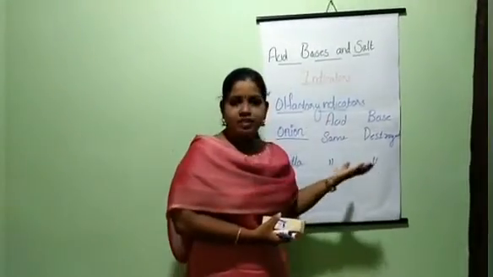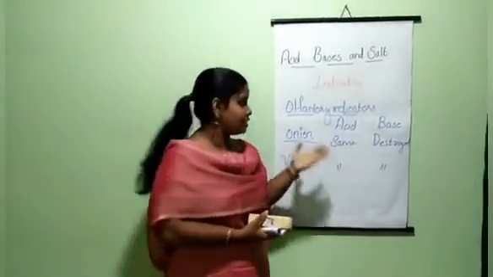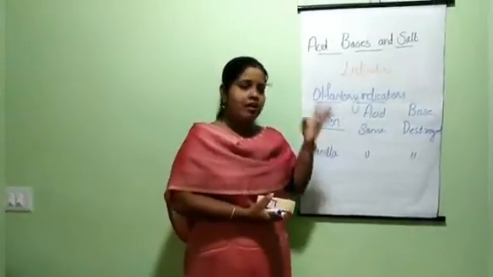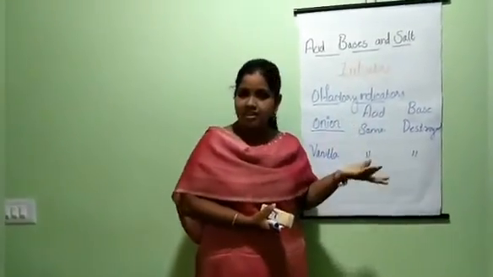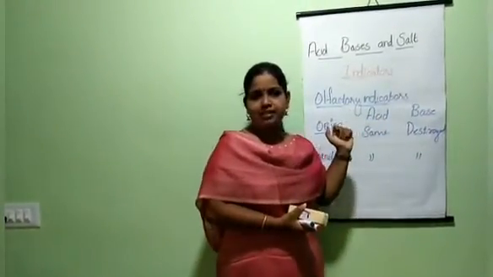In this class, we discussed indicators. What is meant by indicators? The three classifications: first one is natural indicator, and we discussed examples of natural indicators. Second type is synthetic indicators, and we discussed the examples. And third one is olfactory indicators.